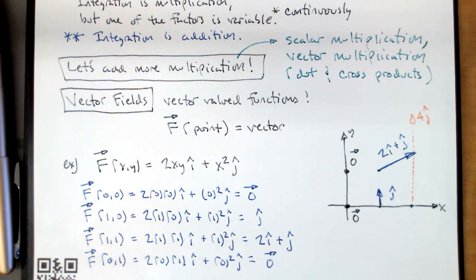So vector fields are functions where the output is a vector. Let's see how this could show up if we use a dot product in an integral.